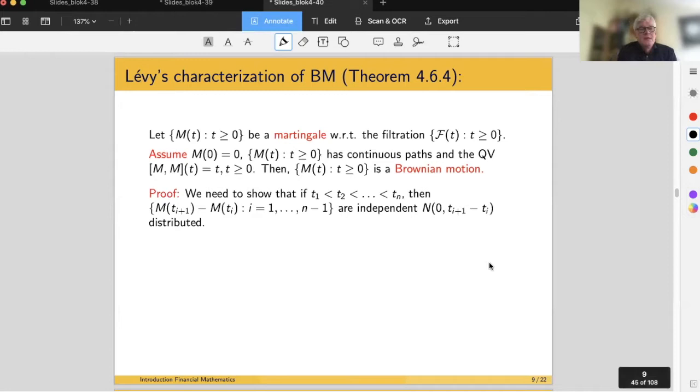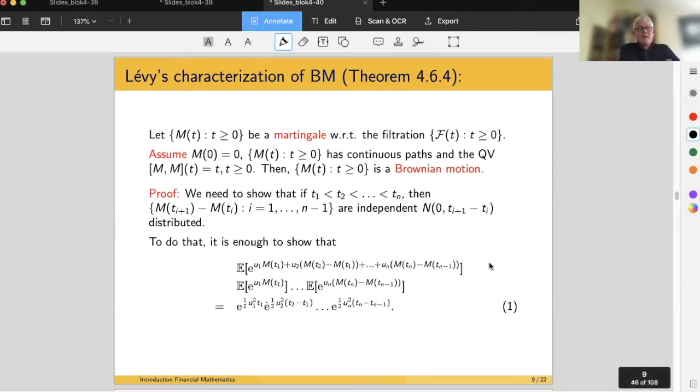So if we prove this, what we need to do is show that in a time partition, t_1 less than t_2 less than t_3 up to t_n, the increments M_{t_{i+1}} minus M_{t_i}, when i runs from 1 to n minus 1, are independent and normally distributed with mean 0 and variance t_{i+1} minus t_i. That is what we need to show. And how are we going to do that? Well, we are going to do that by means of the moment generating function.